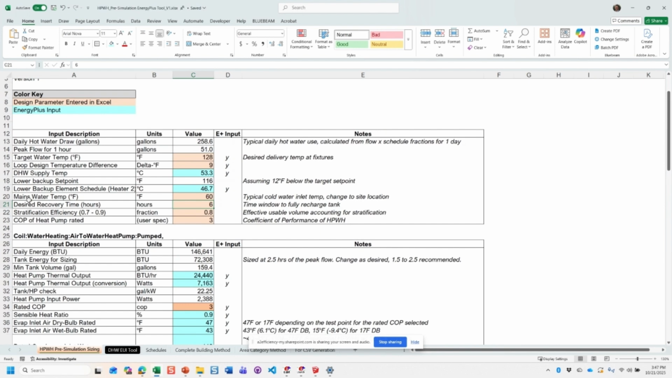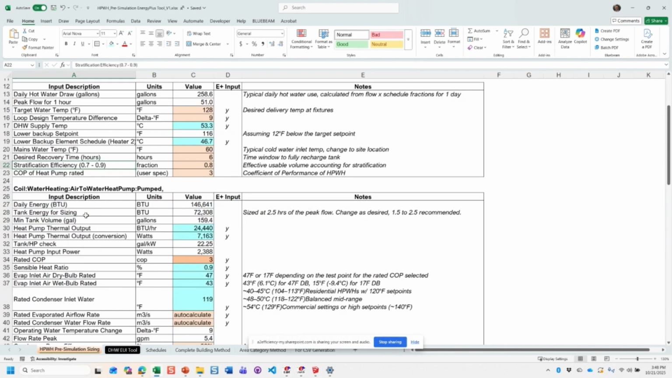We then have to do a recovery time, so a window to fully recharge the tank. We then have to put an efficiency, or I like to have, you don't have to do this, but I made an input for how stratified the tank is and how that impacts efficiency. Basically, it's just another way of oversizing the system. So we're going to assume it's 80% stratified, not perfect.